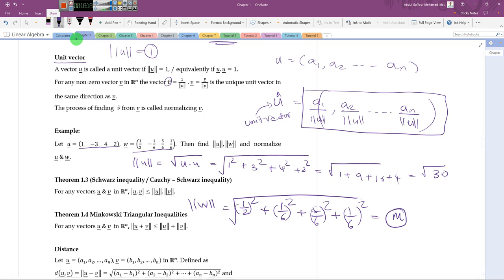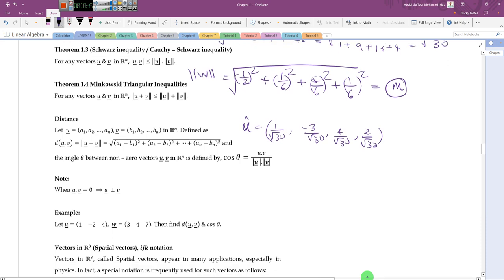Now to normalize vectors u and w, what we will do is: unit vector u will be equal to 1 divided by square root of 30, comma, then minus 3 divided by square root of 30, comma, 4 divided by square root of 30, comma, 2 divided by square root of 30. This will be the answer.